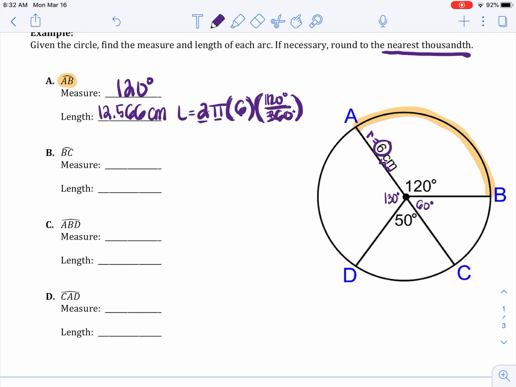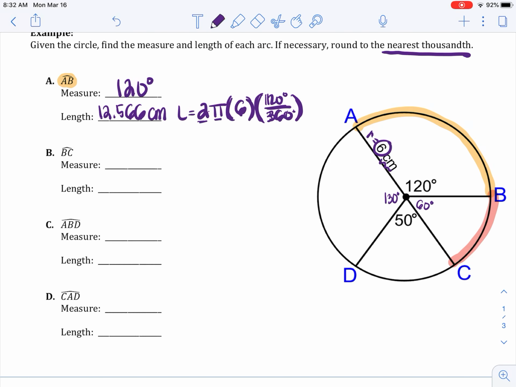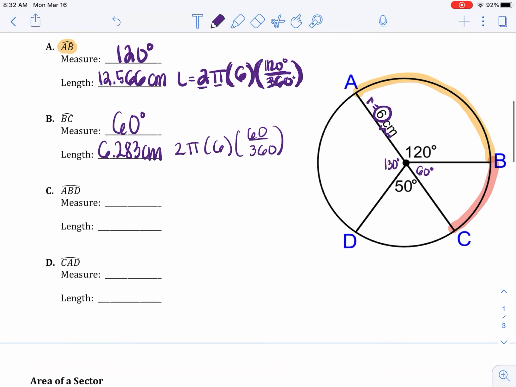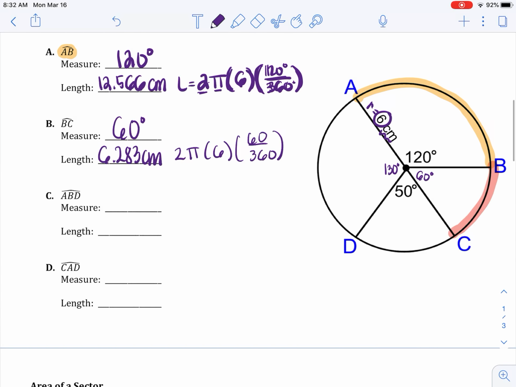All right, if you did it correctly, you should have the measure of BC, which I'll highlight here in red. This is BC right here. That is 60 degrees. And then doing 2 times pi times 6 times 60 over 360, you should get the answer of 6.283 centimeters. All right, we'll do C together, and you can pause the video and try CAD on your own.